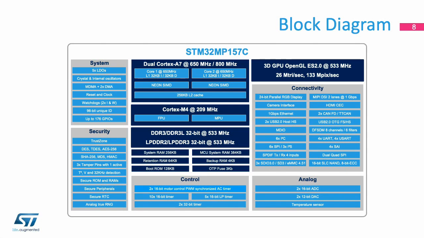The first being the Cortex-M4 core, which is clocked at 209 MHz. With this core you can run all your existing code you've designed for your STM32 microcontrollers without the need of a huge modification. And from here you can also make use of some of its peripherals, like for instance CAN-FD, two 12-bit digital to analog converters, as well as two advanced 16-bit motor control timers.